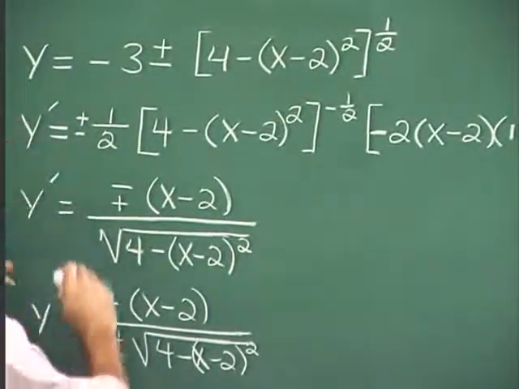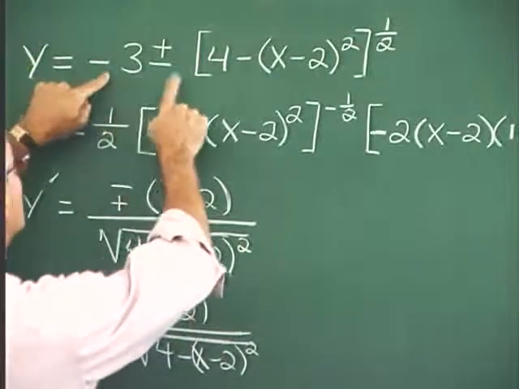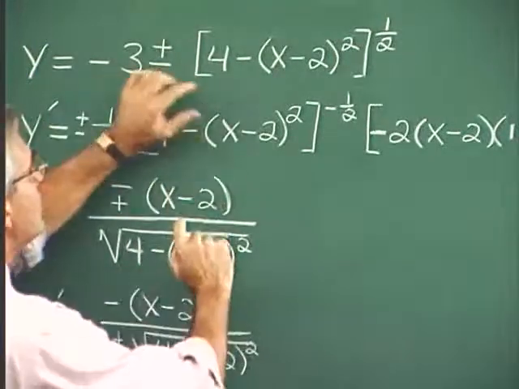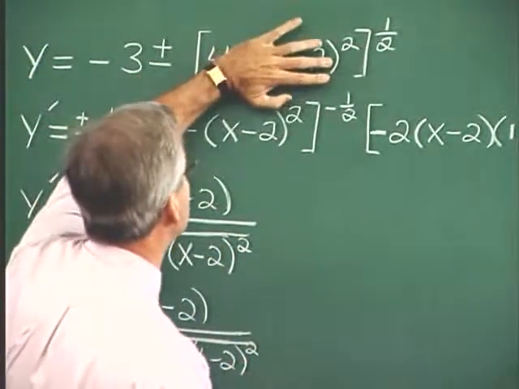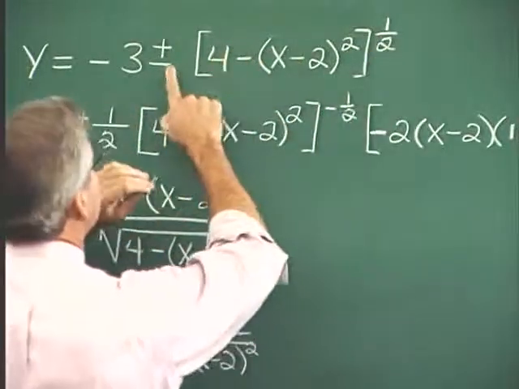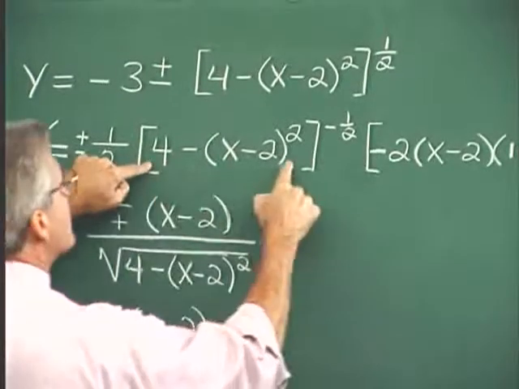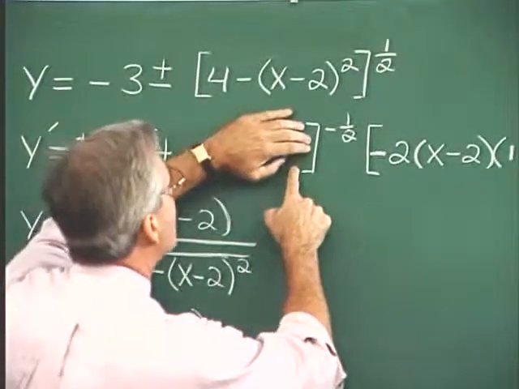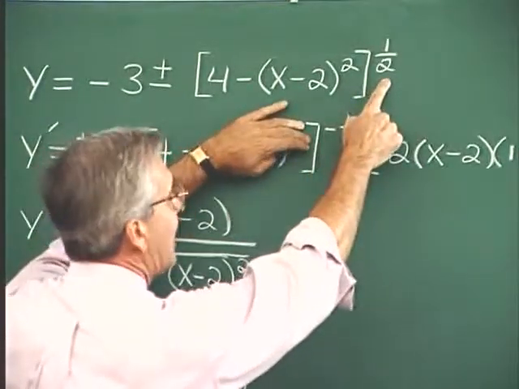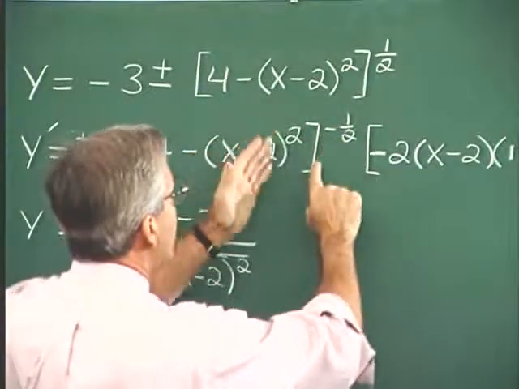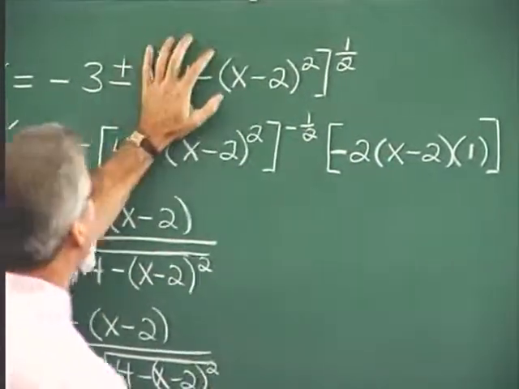Now, the derivative of the 3 is out of here, so we're talking plus or minus. I'm using the chain rule here, so I'm thinking of this as a single entity. So plus or minus 1/2 times the single entity to an exponent which is 1 less than this. 1/2 minus 1 is negative 1/2. Then times the derivative of the single entity.